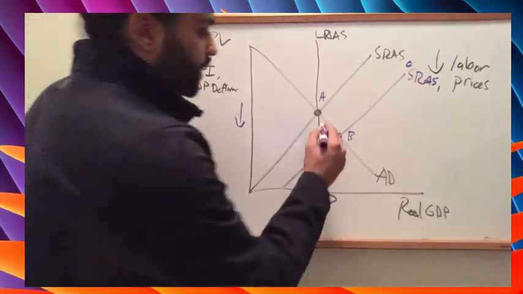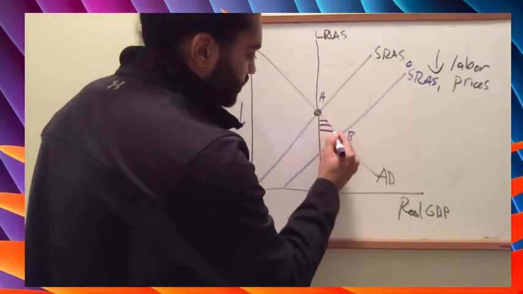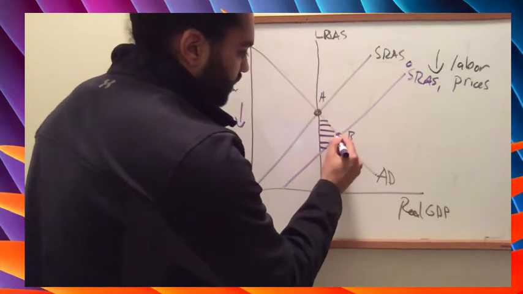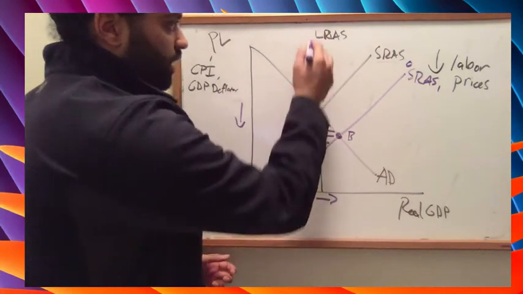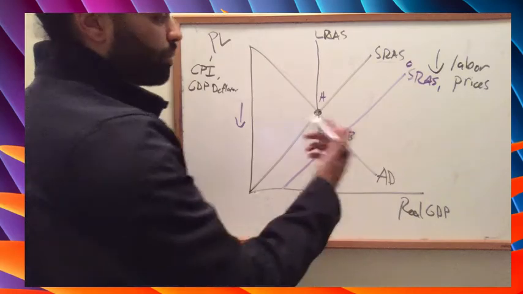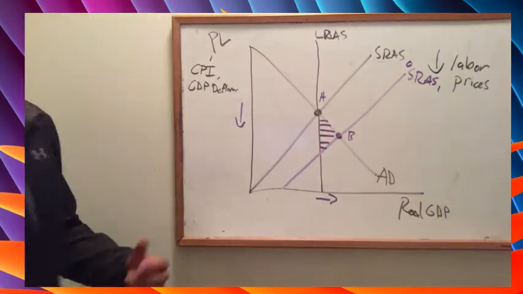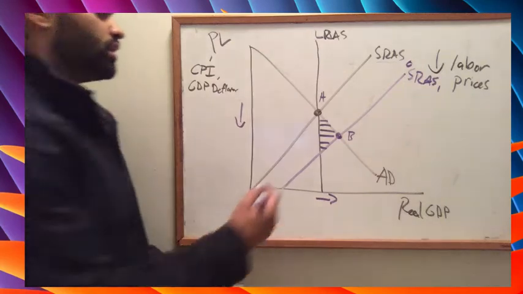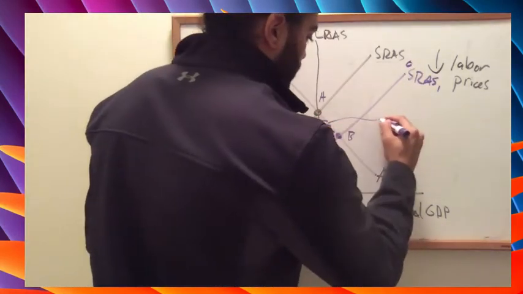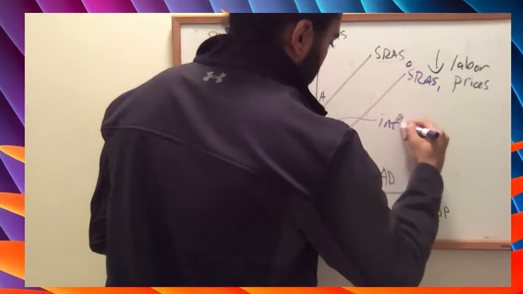Now, what we call this, when you're past our potential, so this is our new point, our long run, this is our potential, we're past our potential. So what we call this is our inflationary period. So when you're past your potential, it's the inflationary period.